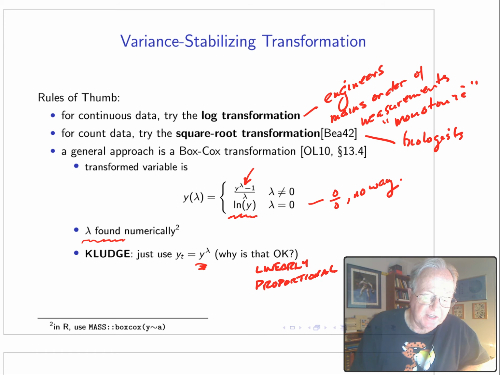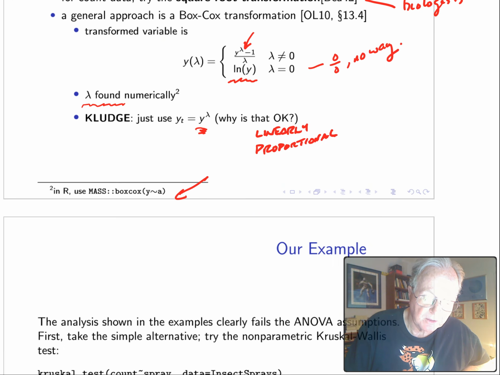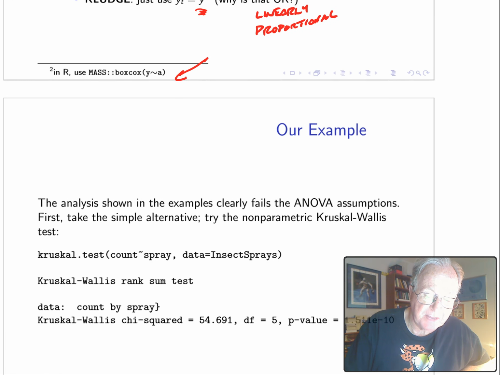So this is one of these things where we can let the computer do it. Finding it numerically, by the way, in the MASS package, R has something called boxcox that'll let you do that. So let's look at our example.